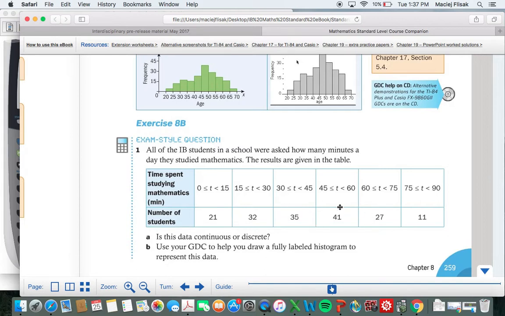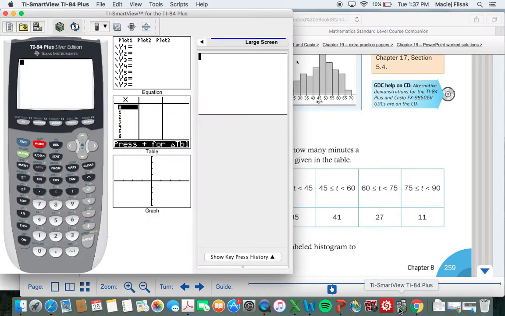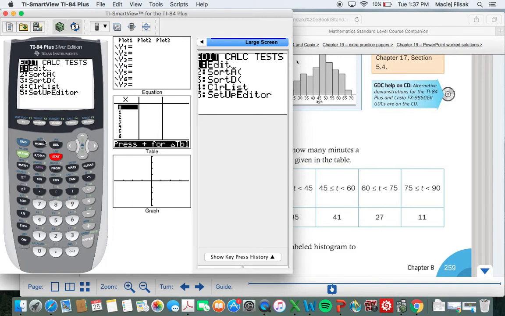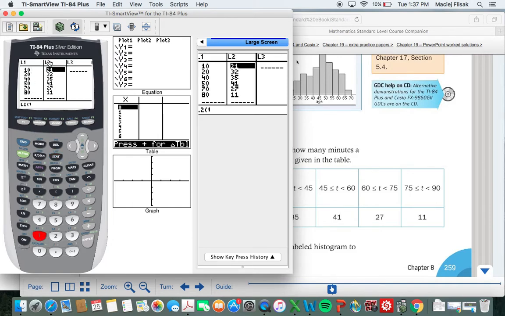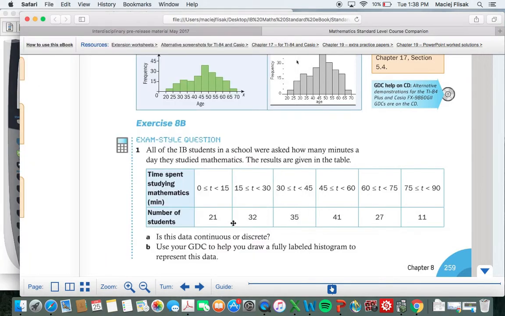So now how do you enter this on your calculator and make a histogram? Let me show you. I've already entered the list, but to enter a list, you go to Stat, and then Edit, number 1, and then you'll enter your list. I've already entered it to make this quicker. List 1 I'll explain in a minute. List 2 shows me the frequency. So see 21, 32, 35, that should match the frequency.